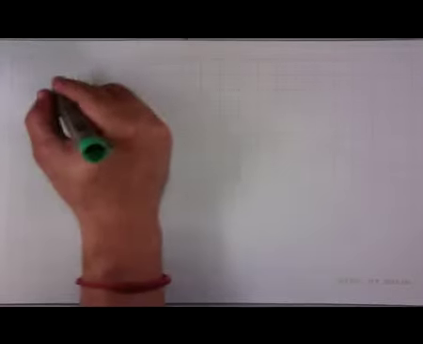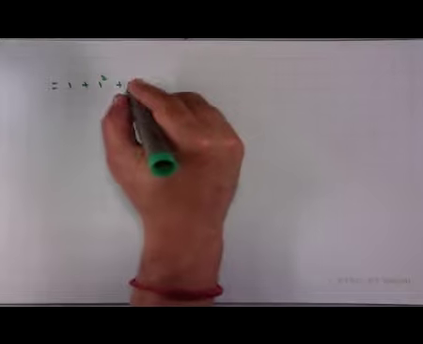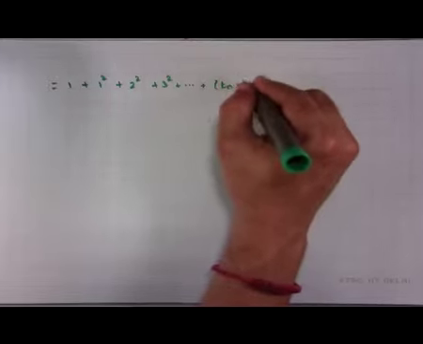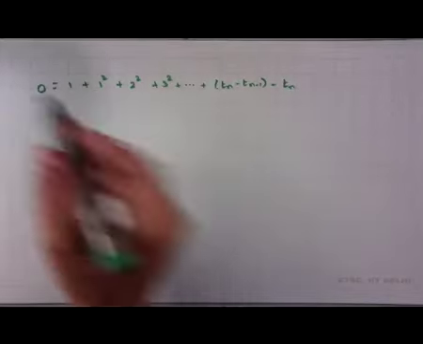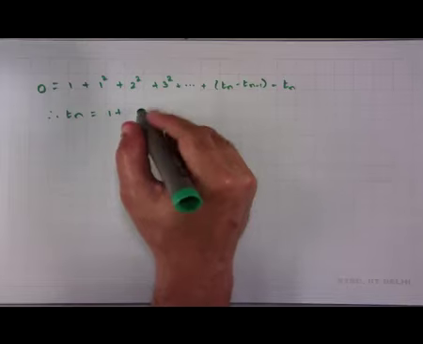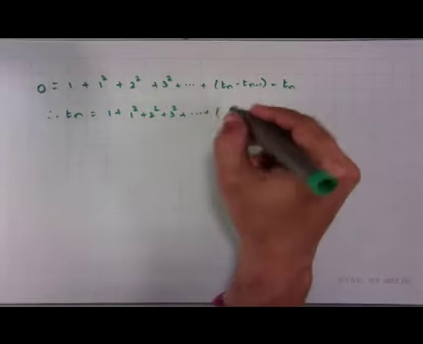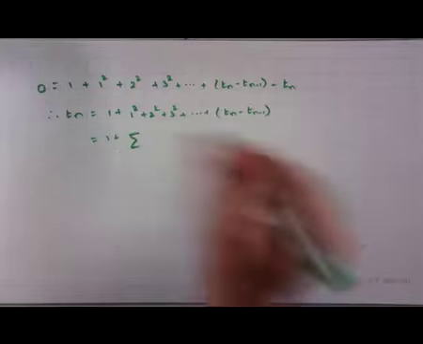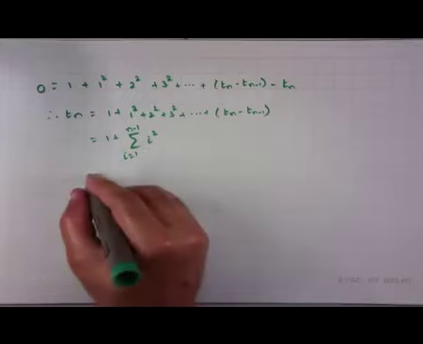Therefore, this is equal to 1 plus 1 square plus 2 square plus 3 square up to Tn minus 1 minus Tn. So the left hand side is 0, and you have this as the right hand side. Therefore, let me bring this Tn to the other end. Tn is 1 plus 1 square plus 2 square plus 3 square up to Tn minus 1. One can notice that the difference is always a square, so it is 1 plus the summation of i square, i from 1 to n minus 1.